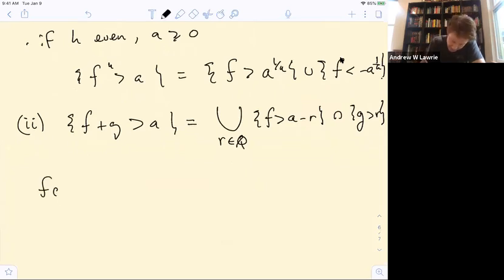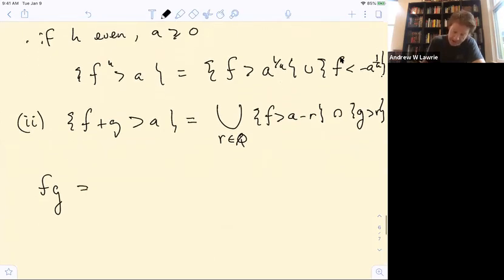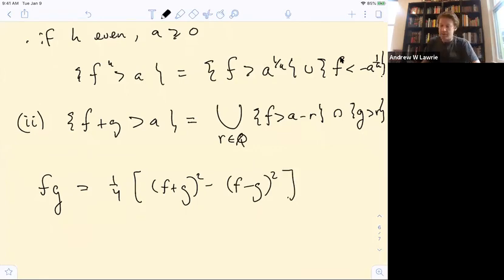And for f times g, the key step in understanding it is the following trick. I'm going to write this as 1/4 times (f plus g) squared minus (f minus g) squared. And now I can apply the previous step along with the step about taking powers of the functions. So I can just combine all these previous arguments to prove that f times g is measurable. So measurability is closed under algebraic operations on functions.